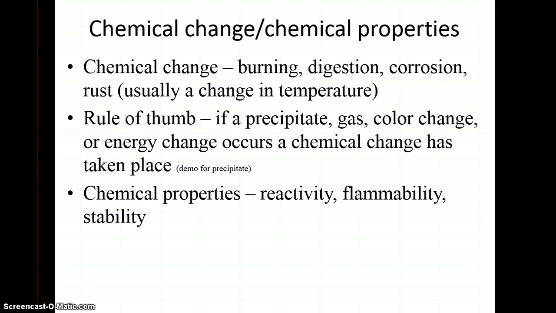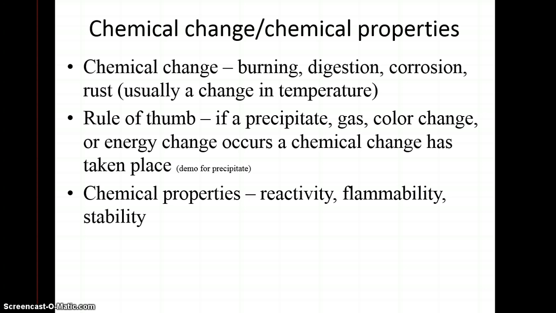Okay. Chemical change and chemical properties. Burning, we're changing, the starting and end are different. Digestion, corrosion, rust, those are all chemical properties. Chemical changes take place. For most of these, you're going to have a change in temperature. The rule of thumb, if a precipitate, gas, color change, or energy change has occurred, a chemical change has taken place. And I'm going to do a demonstration in class to show you what a precipitate is.